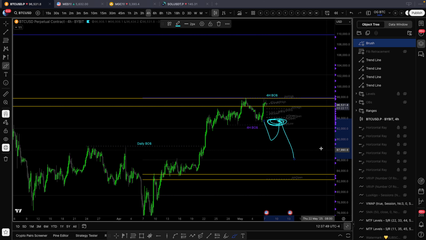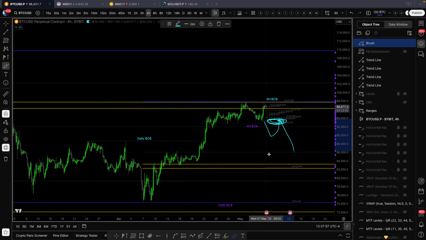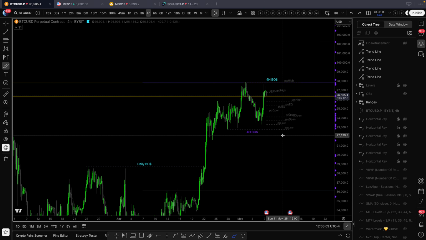And what we want to see there is this swing play from golden pocket, usually to golden pocket. Sometimes it'll stop at the 0.5 here. Sometimes it'll go to the golden pocket. Other times it might have a deeper retracement down to the 786. But either way, we're going to watch each level to see how price interacts with those levels.